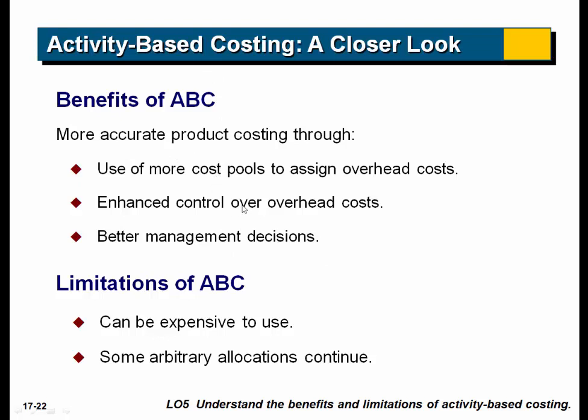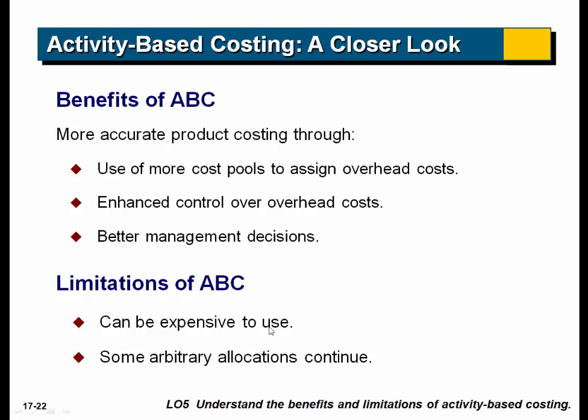So if we look at activity based costing, what it does is it gives you a more accurate product cost. It enhances control overhead. I don't know if it really does that, but it allows for better management decisions because you price your product appropriately. But one of the limitations is it's expensive to implement. It can be arbitrary with an arbitrary allocation.